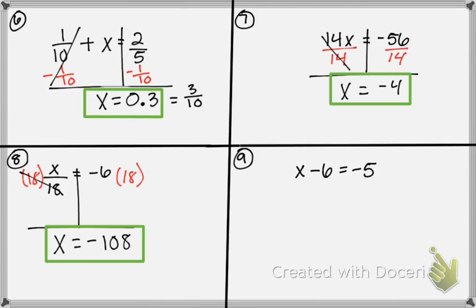That's our answer. And for the last one, very simple, we have x minus 6 is equal to negative 5. So the opposite of subtracting is going to be adding. Okay, so here on the left side, we have x. This cancels out to 0, is equal to negative 5 plus 6, which is going to give us a positive 1.